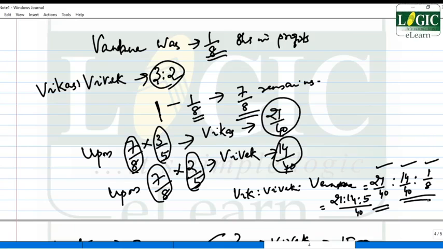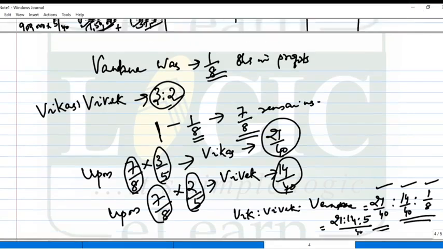All the denominators should be the same. So take 40 as the LCM. 21 is to 14 is to 5. Now this turned out to be their profit sharing ratio.